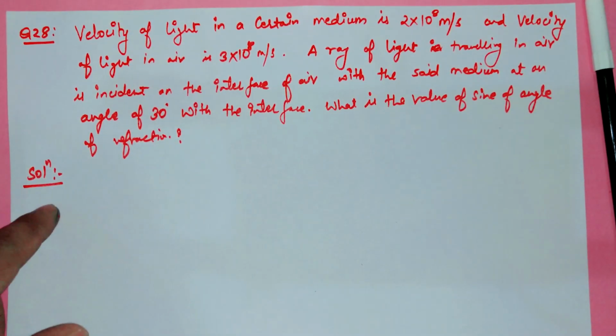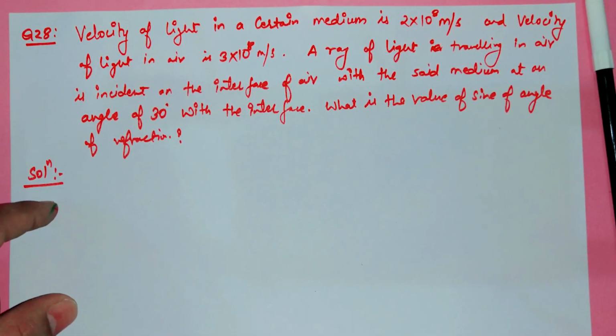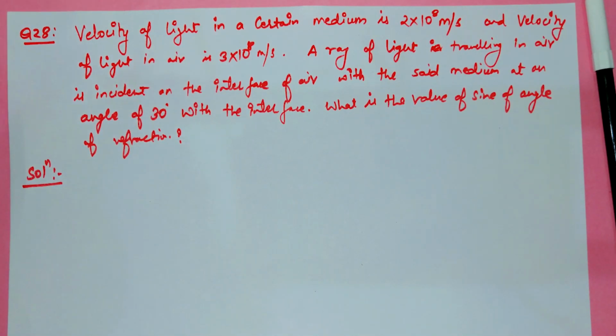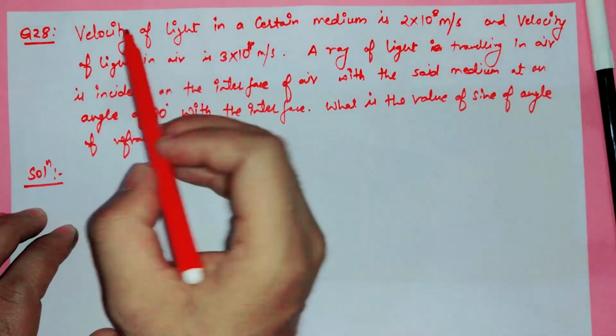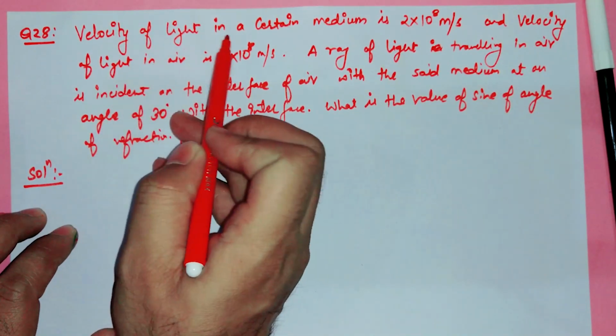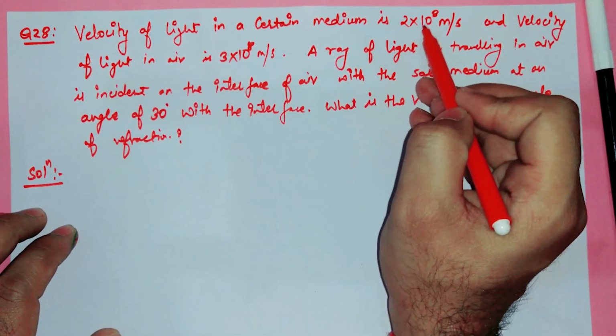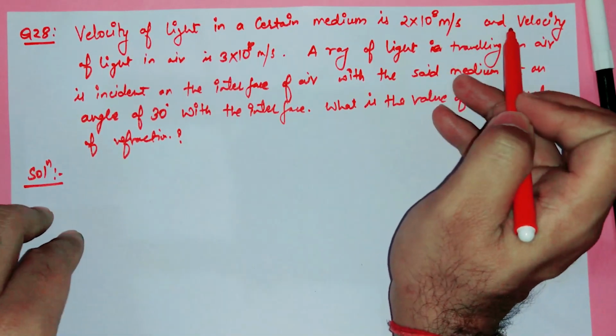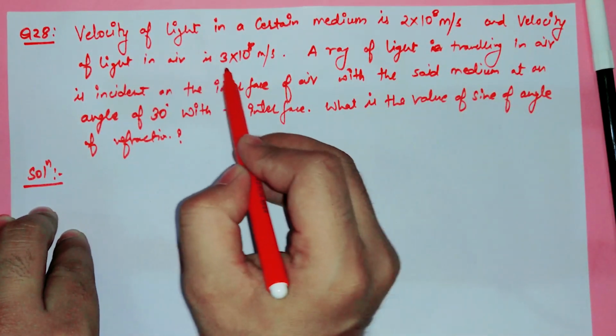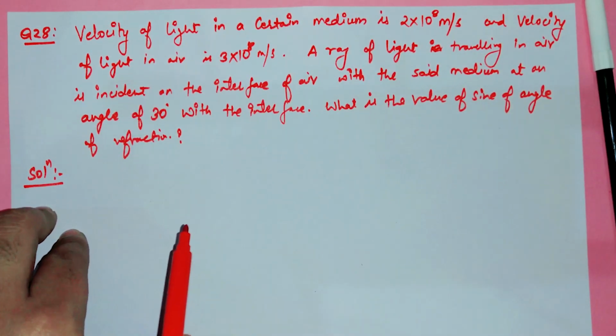So this is question number 28 from the worksheet, and I think many students are facing problems in solving this question. So here is the solution. The question is: the velocity of light in a certain medium is 2 into 10 to the power 8 meter per second, and the velocity of light in air is 3 into 10 to the power 8 meter per second.